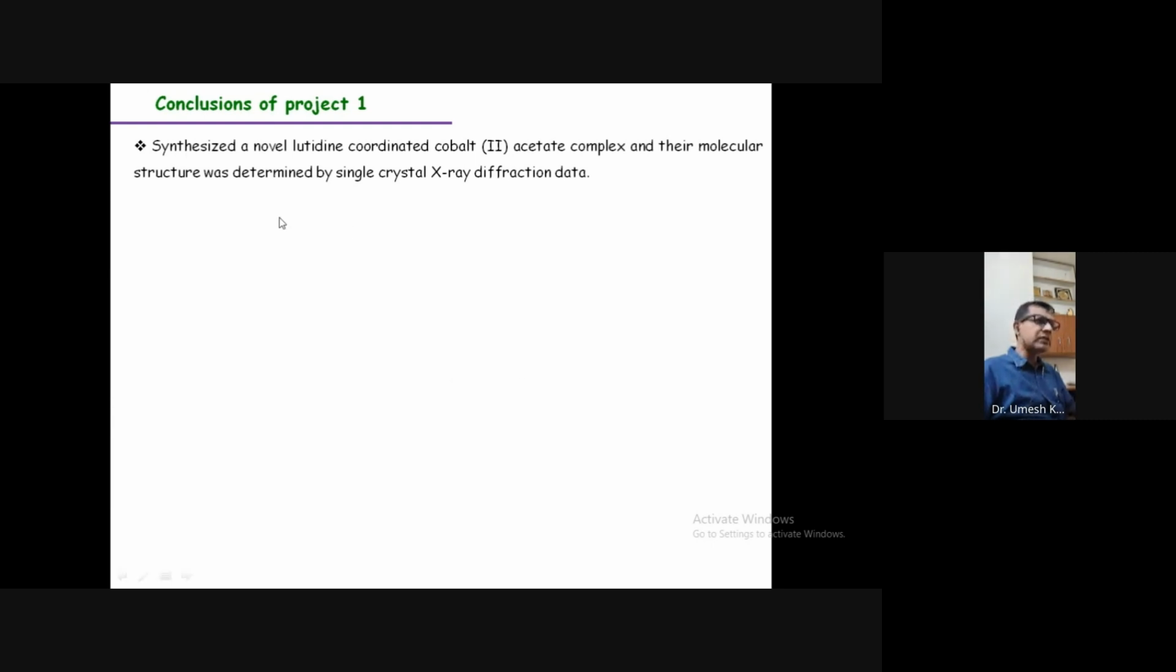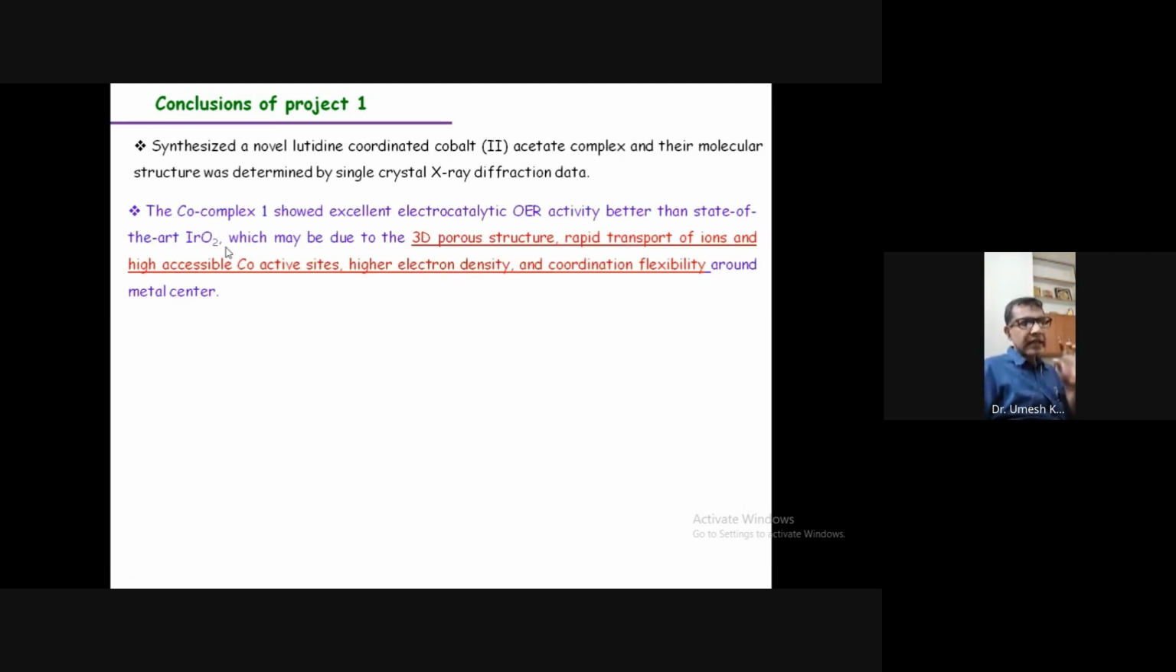Summarizing project 1: we synthesized complex 1 and characterized it by single crystal structure data. The activity of this catalyst is better than the state-of-the-art iridium oxide catalyst. This may be due to the 3D porous structure enabling rapid transport of ions, because we have shown that the structure has hexagonal pores inside the molecules, increasing the transport of the ions.